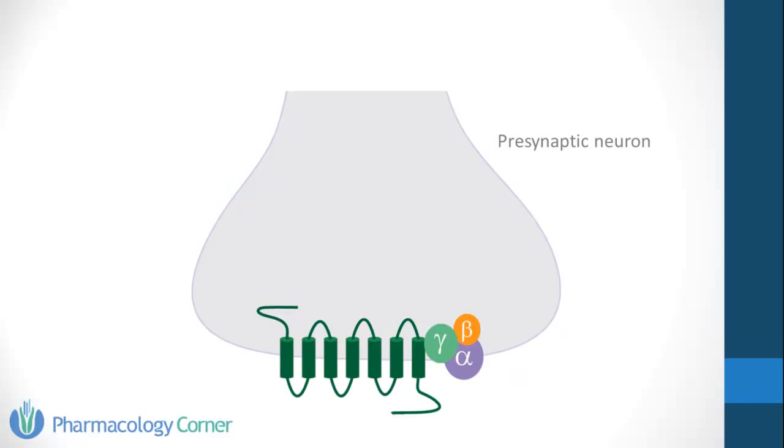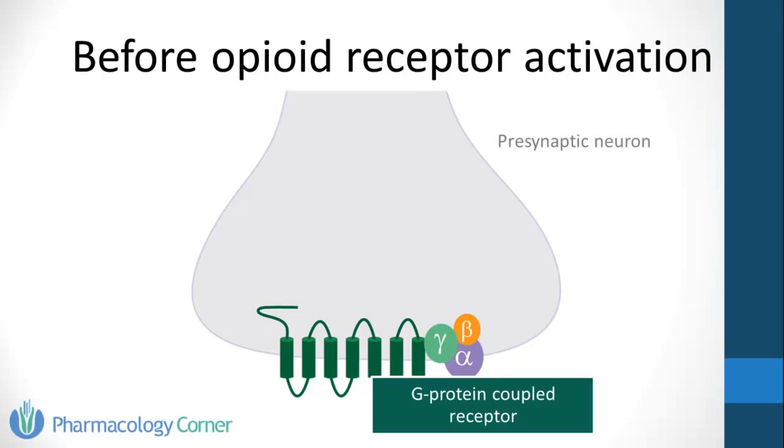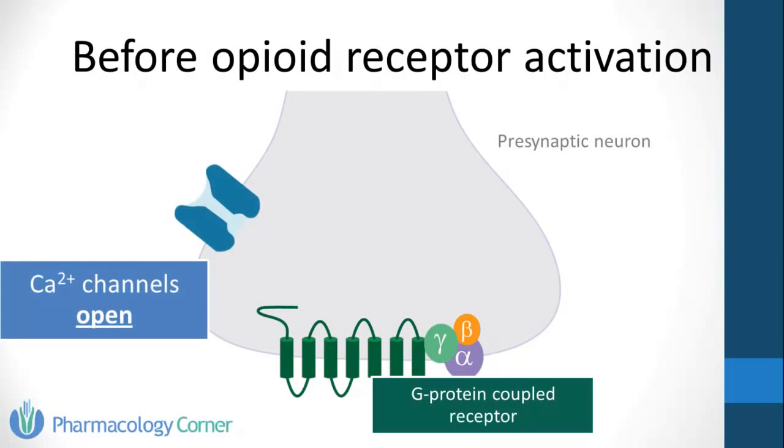Here we have a presynaptic neuron with the 7-transmembrane receptor coupled to a G-protein. The G-protein is made up of 3 subunits, alpha, beta, and gamma. Now, in this slide, we are focusing on what happens to calcium and potassium channels before the opioid receptor is activated by an agonist. The blue protein represents calcium channels. Calcium channels are open when the opioid receptor is inactive. This allows the entrance of calcium ions into the presynaptic neuron.